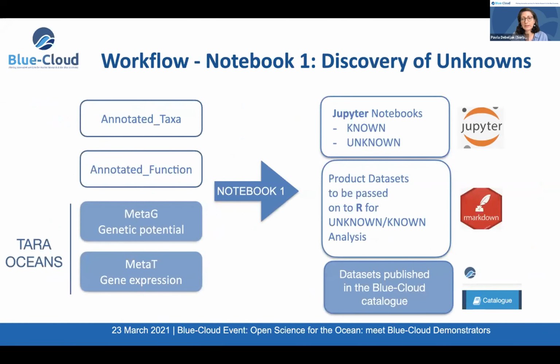So notebook 1 is the discovery of the unknowns. It starts with 4 basic data files that are the annotated taxonomic part, the annotated functional part, the metagenomic part, so the overall genetic potential of planktonic organisms, and the metatranscriptomic part, so the overall genetic expression, so in some sense the activity of organisms. And notebook 1 contains Jupyter notebooks that analyze the known and the unknown fractions and are then passed onto R Markdown for statistical analysis and are finally published in the Blue Cloud catalog.